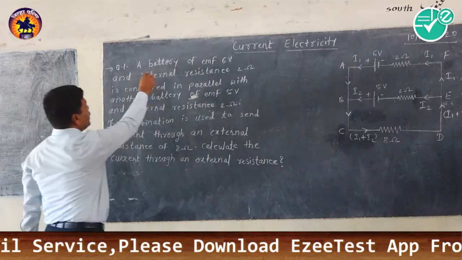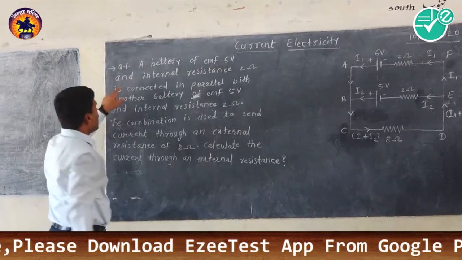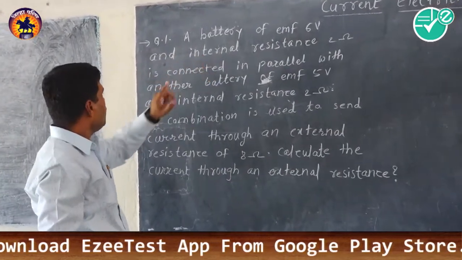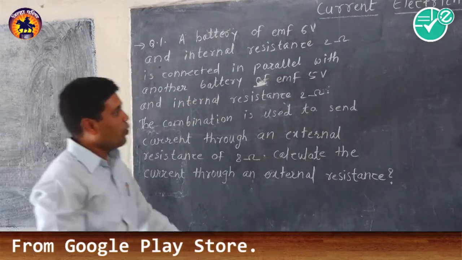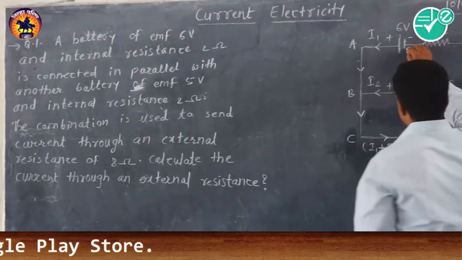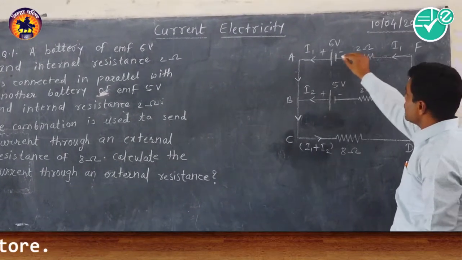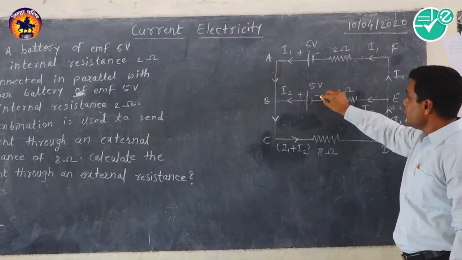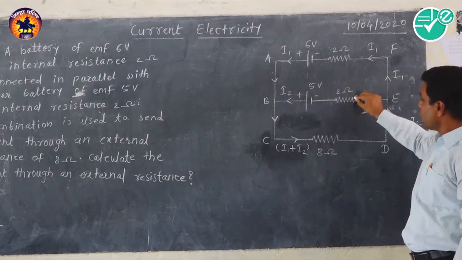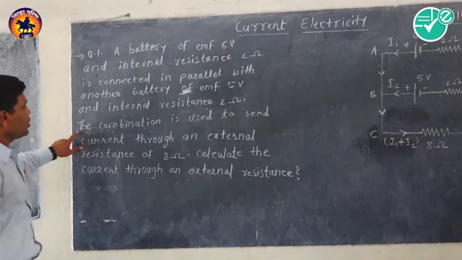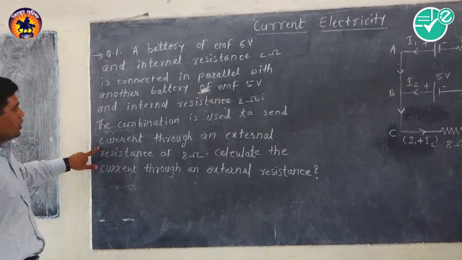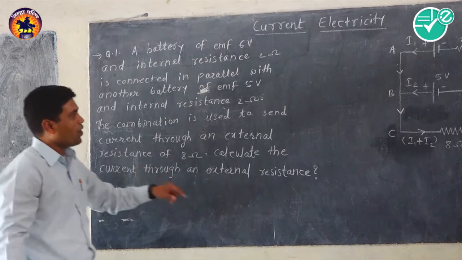Suppose we have a battery of EMF 6 volt and internal resistance of 2 ohm connected in parallel with another battery of EMF 5 volt and internal resistance 2 ohm. The combination is used to send a current through an external resistance of 8 ohm.